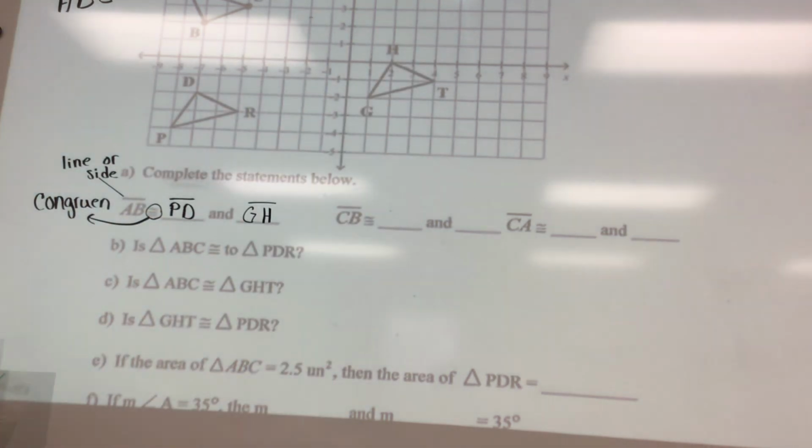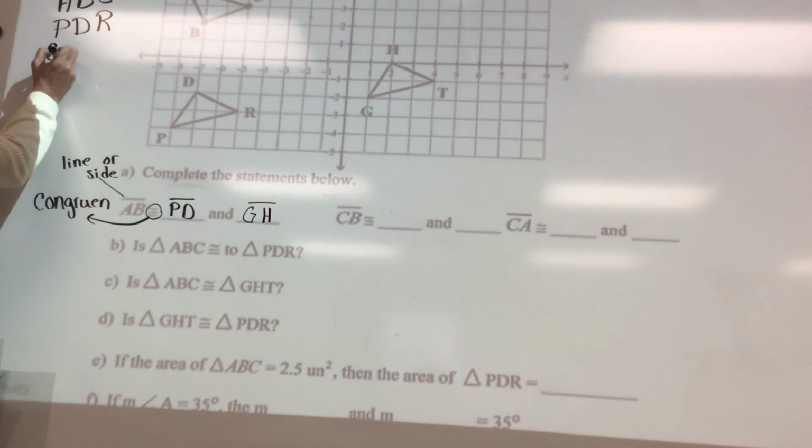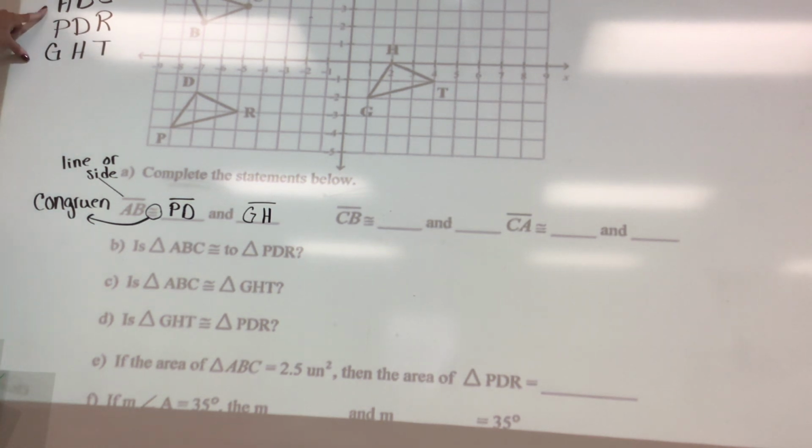Now I'm going to show you how to do that without having the transparency to slip over. First triangle name is ABC, right? Write it down over on the side. What is the name of the second triangle? PDR. And then what is the third triangle called? GHT. Notice the names are in corresponding order.